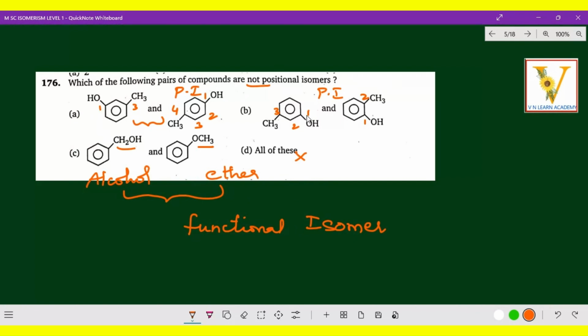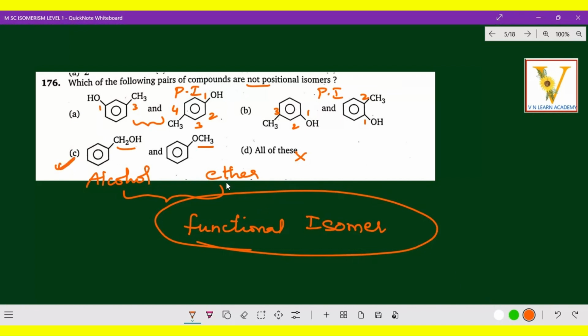Option B, it's not possible. Why? Because it belongs to positional isomer, which is not the case here. This is a functional isomer. So a functional isomer will not be a positional isomer. So which is the correct option? Option C is the correct option according to this question.